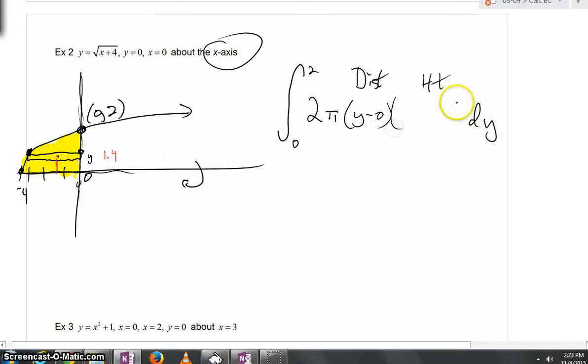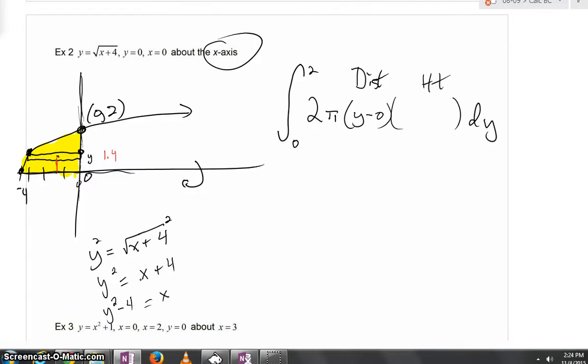To find your height, we have to be very careful. We're going to be integrating with respect to y. And that means that as I'm finding this height, I'm going to do right minus left, but I don't want to have x's inside my integrand. So I'd like to solve for x, actually. I'm going to square both sides here to get y squared equals x plus 4, and then I'd get x is equal to y squared minus 4. That's what this square root function could be thought of as: we have x equals a quantity.